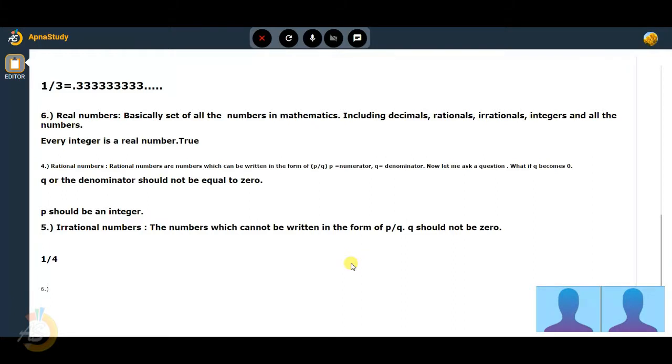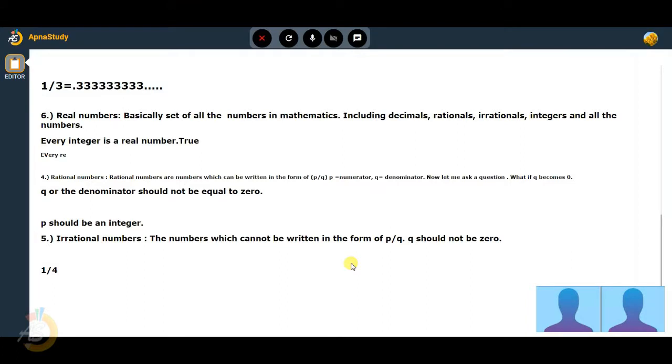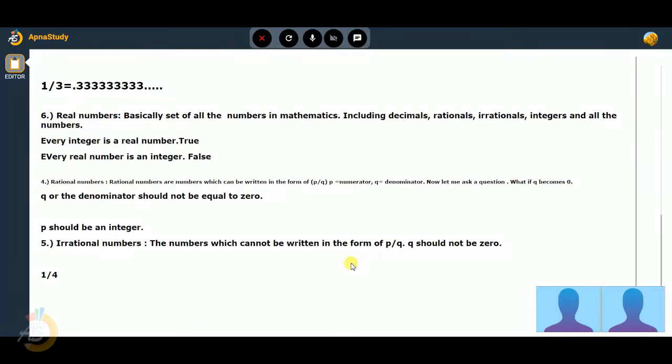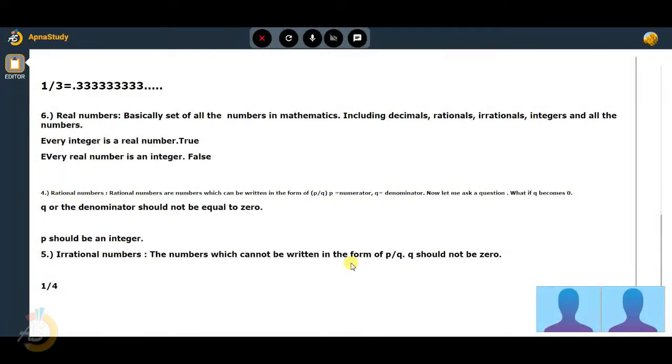Let me reverse the condition. Every real number is an integer. No, that should not be true, because an irrational number is also a real number. Yes, very good. So every real number is not an integer, because real numbers also cover fractions and decimals and all that stuff. So this statement is false. Okay. You understood natural numbers and whole numbers? Yeah, very much.